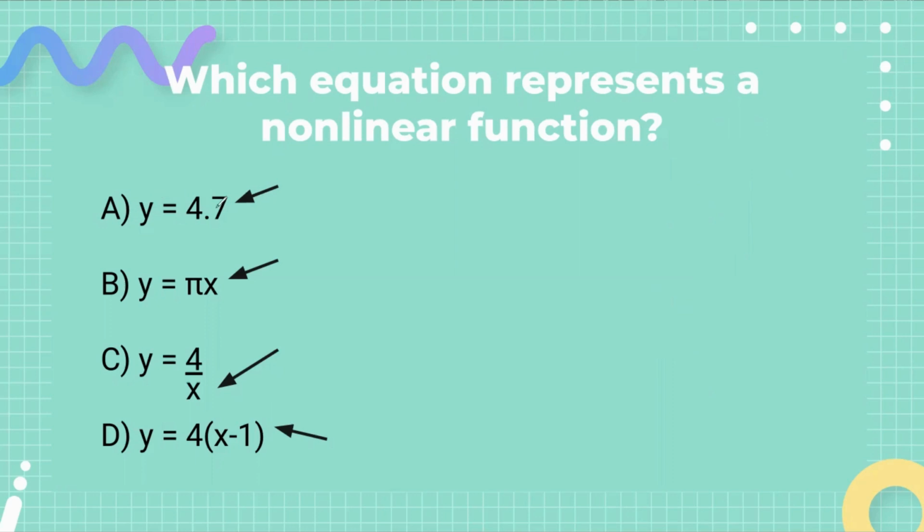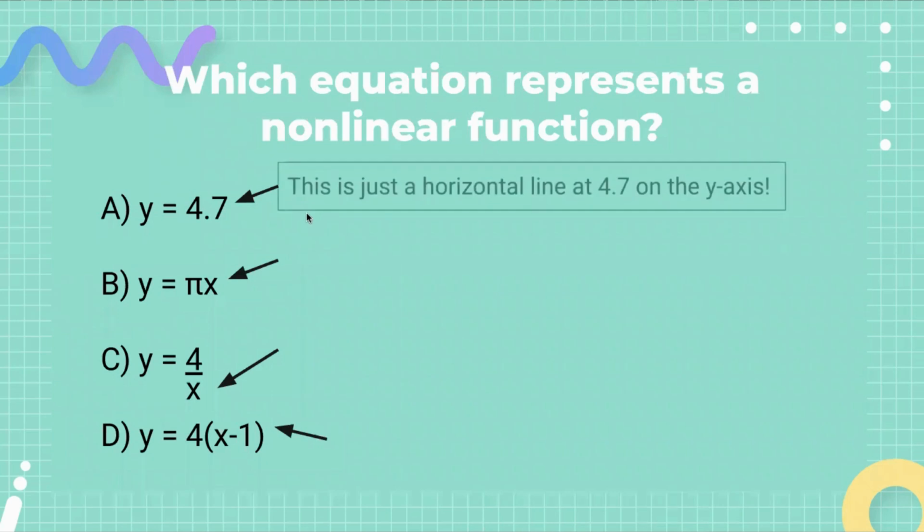Now this is y equaling a constant, 4.7. Even though it is a decimal value, you're still going to be graphing a horizontal line at 4.7 on the y-axis. So this simply represents a horizontal line, and so this would be a linear function.